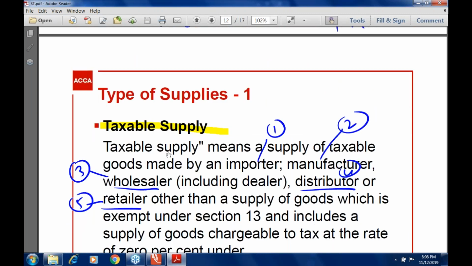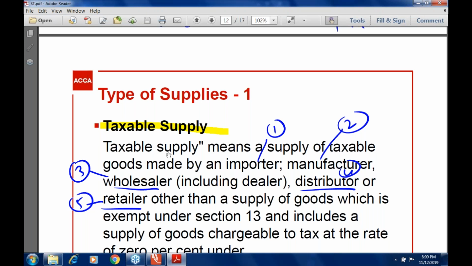Then I moved a bit forward and talked about the various types of supplies. I discussed that the various types of supplies include a taxable supply. What is a taxable supply? It means a supply which is made by an importer, a manufacturer, wholesaler, dealer, distributor, or retailer.